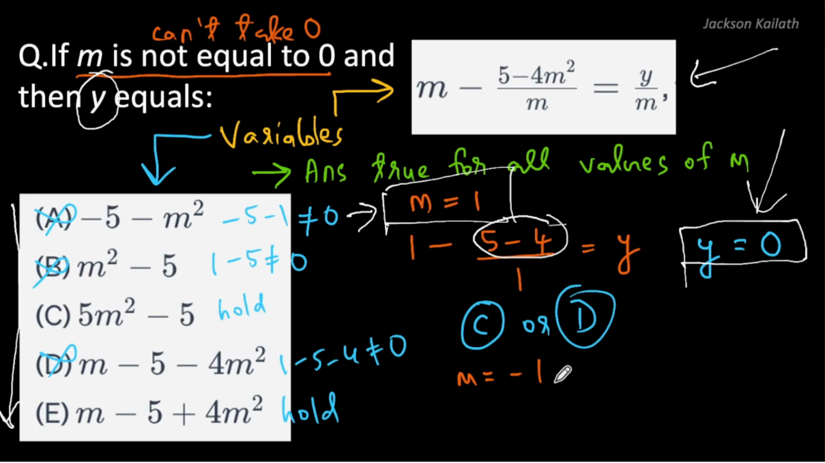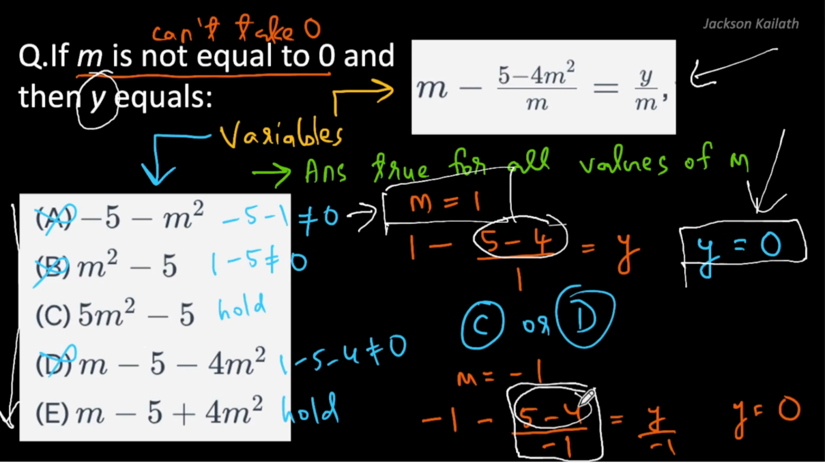So when m is equal to minus 1, what does this expression over here become? It's minus 1 minus 5 minus 4 into minus 1 square, which is 1 itself, divided by minus 1. So we get this over here, and on the right hand side we have y divided by minus 1. Now 5 minus 4 is 1. 1 divided by minus 1 is minus 1. So this becomes minus 1. Minus of minus 1 becomes 1, right? So this becomes minus 1 plus 1, which is equal to y divided by minus 1.